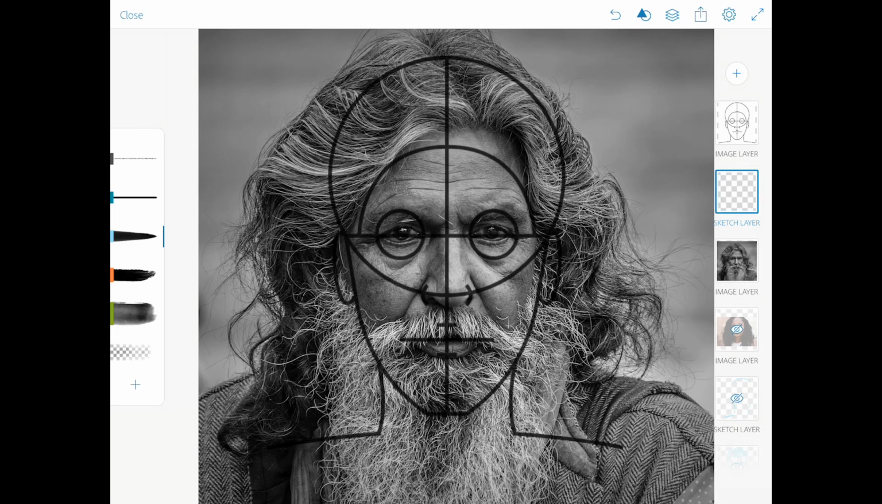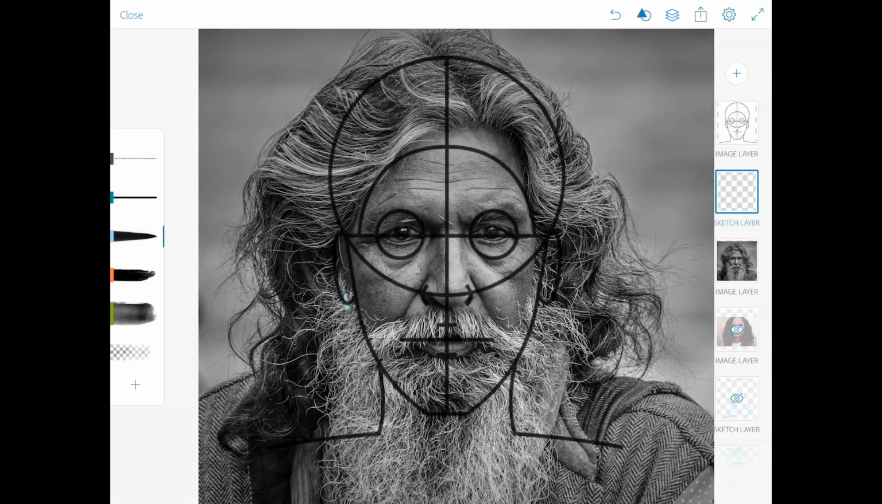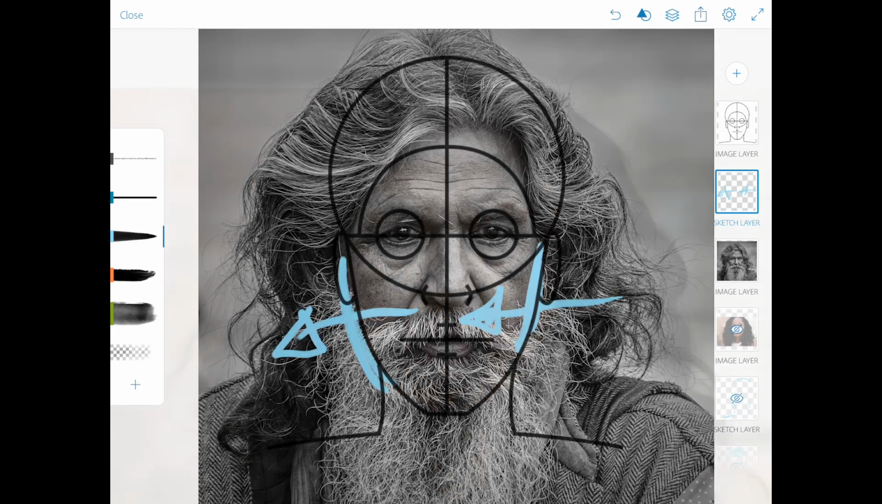Here's another example. We see that this gentleman has his head hunched downward, and therefore his shoulders are much higher compared to his chin. Also, his head is tilted to the right ever so slightly, which is why this side of his face comes out a little bit, and this side of his face comes in a little bit.